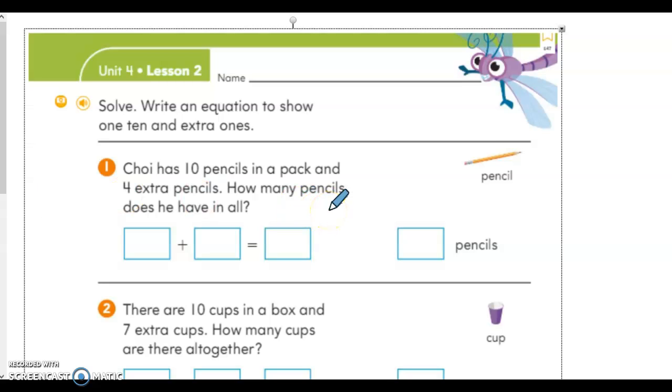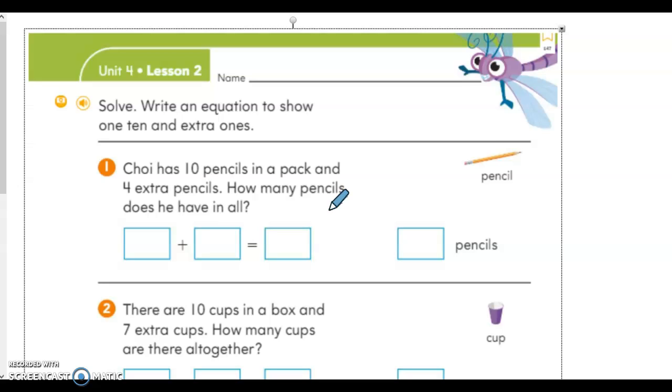So we're going to do one page, we're going to do a little activity, and then we're going to do another page. So it says solve, write an equation to show 10 and extra ones. So we have to read our problem carefully. We have to pull out the 10, and we also have to look for how many extra ones and come up with our answer. Okay, so we have to do equation and answer.